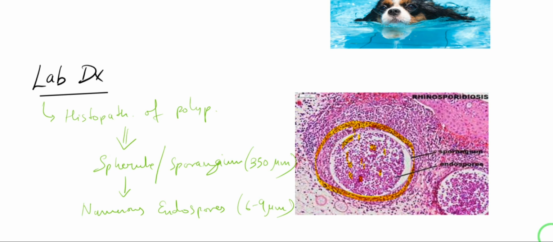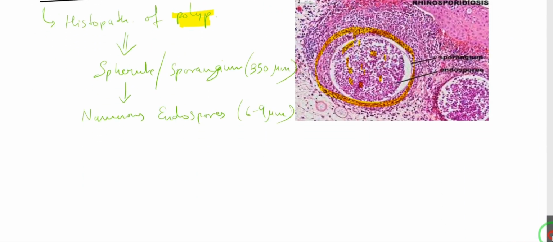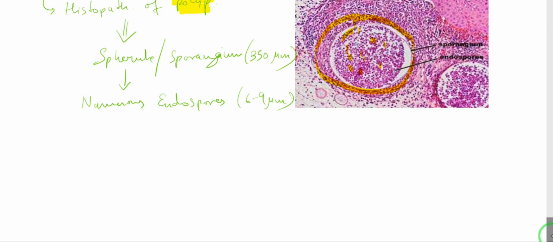And by the way, these polyps are better stained with the mucicarmine stain. We talked about this Mayer's mucicarmine stain. So for Rhinosporidium we use Mayer's mucicarmine stain. And how are you going to treat this patient? We obviously do a radical surgery.